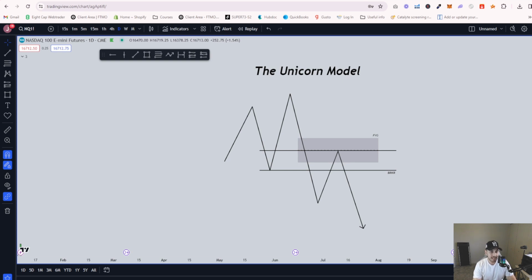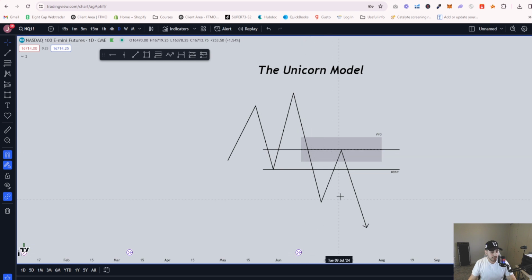And even advanced ICT traders like myself use this model on a daily basis, just because it has a very, very high win rate. And I recommend you guys use this model as well in 2024 to get funded over 6 figures like I have. Now, that is basically the unicorn model. It's just a fair value gap and a breaker block combo.